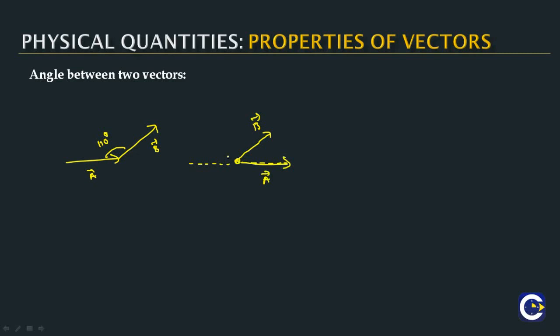Now we can see a bar and b bar, both of them are arranged as co-initial. This is 110, which means by the property of angle on a line, this will be equal to 70. So now you can see between a bar and b bar, the angle will be 70 degrees. Same way, if I have two vectors like this, this is one vector, this is the other vector, this is a bar and this is b bar.